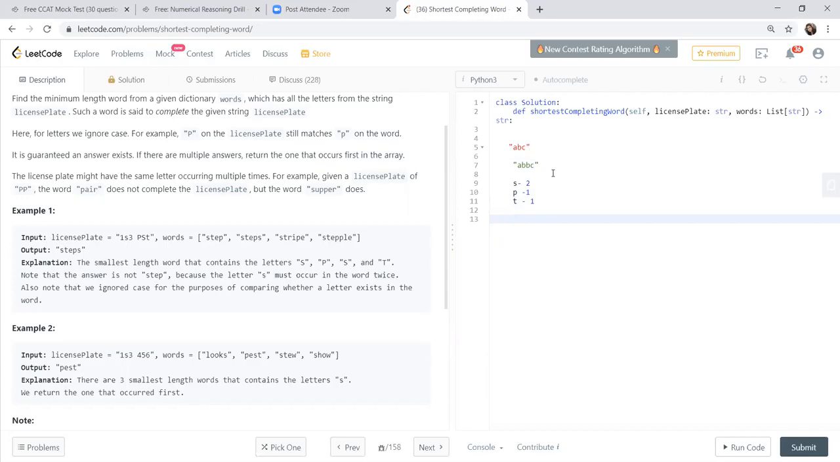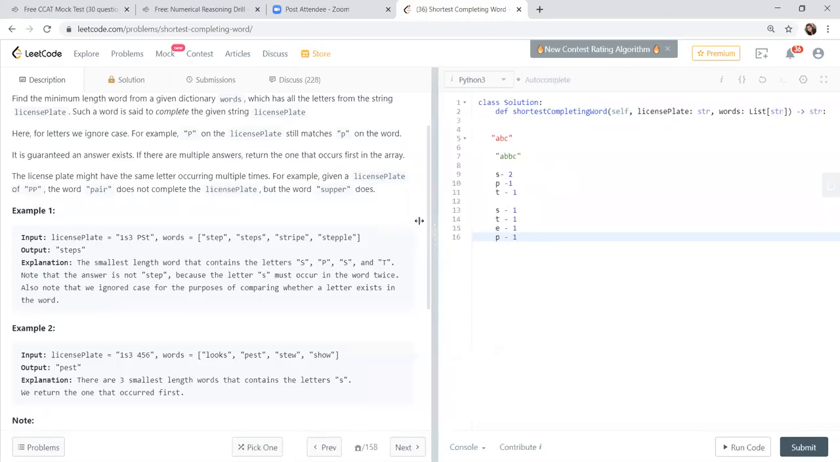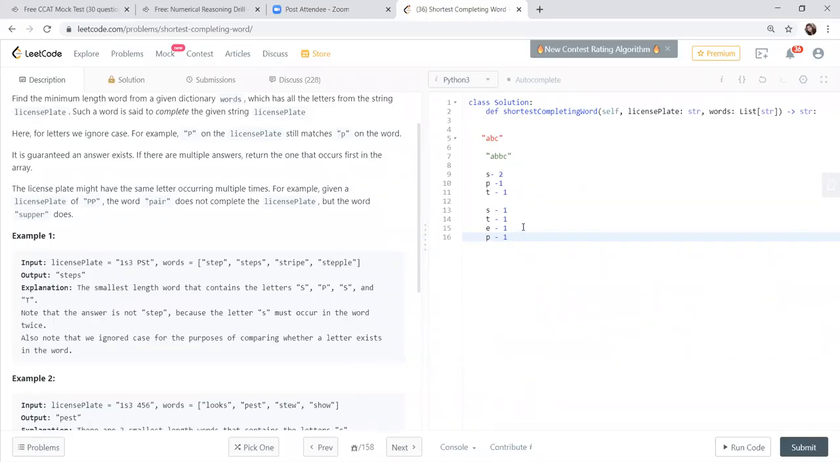Now our step will be: we have T is 1, E1, and P1. Now assume this is an array going from 0 to 25, or you can even use a hash map, it doesn't matter. For the first letter in the word, S, the count of S should be greater than or equal to the count in the license plate. Yes. Similar holds for T, E, and P.